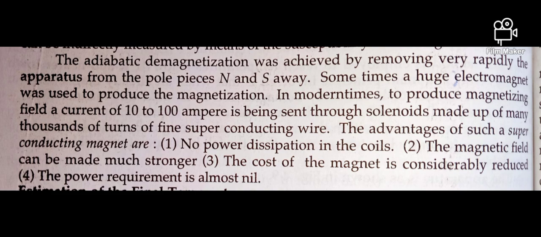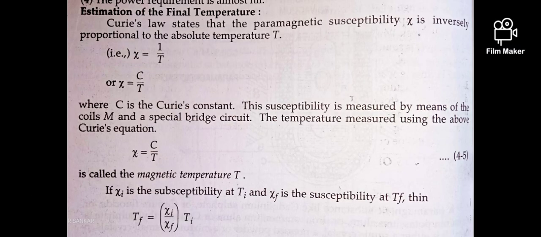Sometimes a huge electromagnet was used to produce the magnetization. In modern times, to produce the magnetizing field, a current of 10 to 100 ampere is sent through solenoids made up of many thousands of turns of fine superconducting wire. The advantages of such superconducting magnets are: first, no power dissipation in the coils; second, the magnetic field can be made much stronger; third, the cost of the magnet is considerably reduced; and fourth, the power requirement is almost nil.